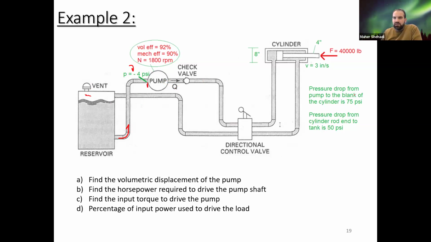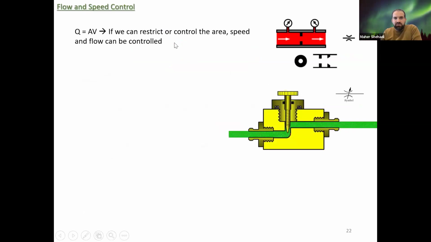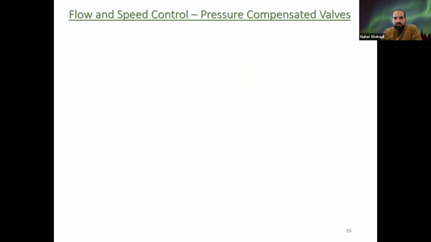But let's move this up. We have here the pump running at 1800 RPM. It has a mechanical efficiency of 90%. That's the pump, not the system, because they're going to ask for the system efficiency at one point. And the volumetric efficiency is 0.92. Let's see what's left. Maybe we'll do it next time.